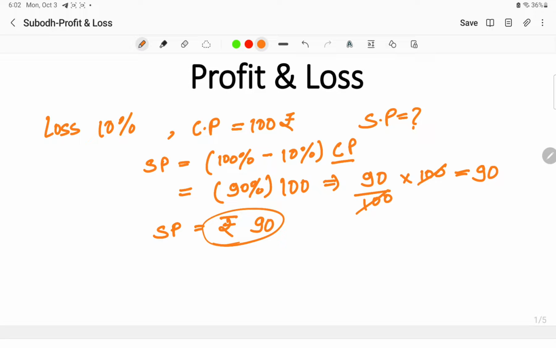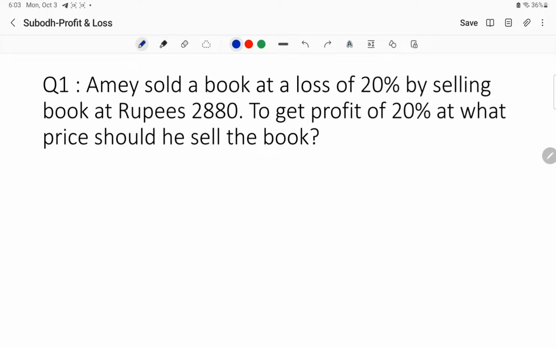So these were the few important terms which you have to keep in mind to solve the problems in profit and loss. Let's see the questions now. So this is our first question. Let's read the question first. Amay sold a book at a loss of 20% by selling the book at rupees 2880. To get a profit of 20%, at what price should he sell the book?